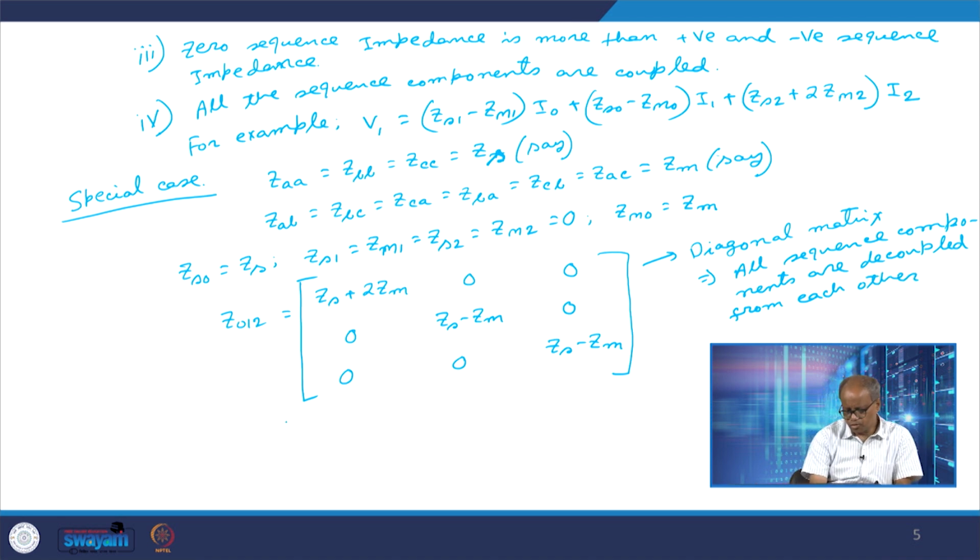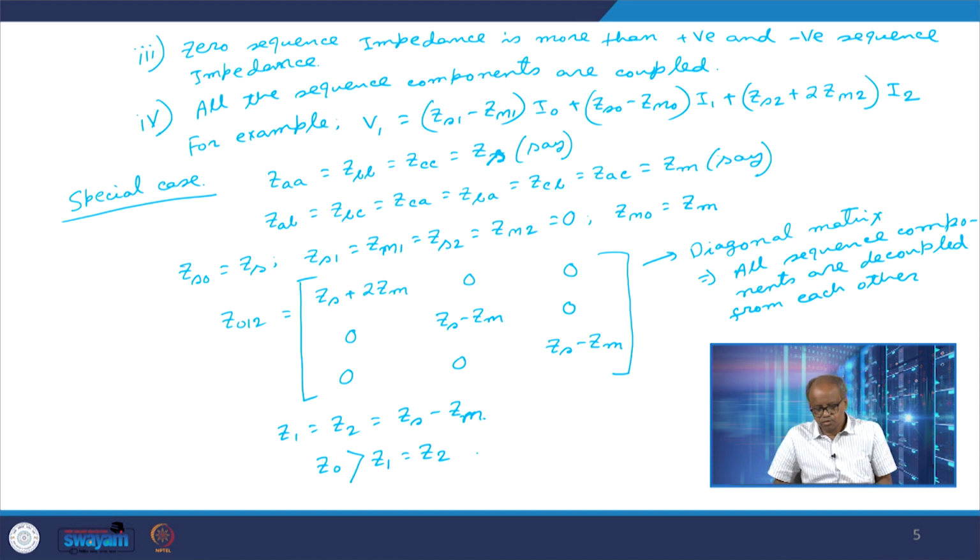But here also, positive sequence Z1 is equal to Z2 is equal to Zs minus Zm, and Z0 is greater than Z1 is equal to Z2. So this holds good: the zero sequence impedance is always more than the positive sequence and negative sequence impedance, and the positive sequence impedance and the negative sequence impedance are always the same.